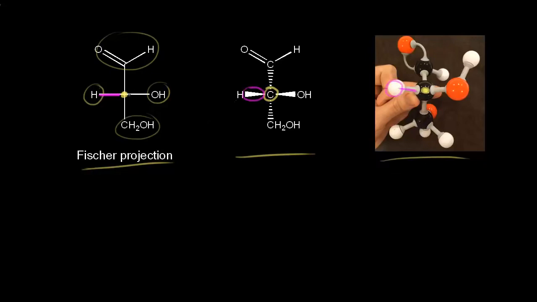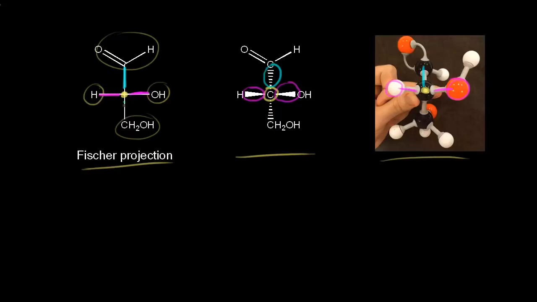Same thing with this horizontal line right here to the OH. That means a bond that's coming out of the page. So we represent that with a wedge. The OH here is coming out at us in space. A vertical line means a bond going away from us in space. So this line right here means a bond to an aldehyde that's going away from us. So that is represented by a dash. And in the picture, this bond here is going away from us. It's going into the page.